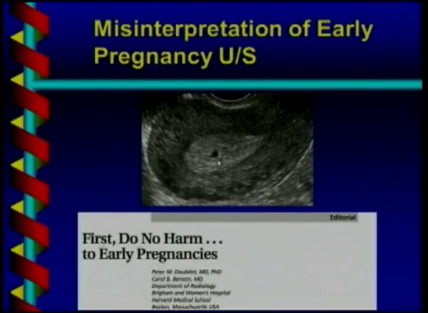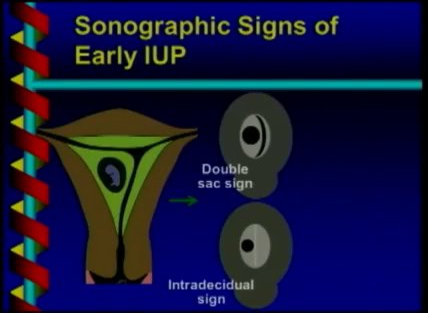Early pregnancies such as the one that you see right here, that are little fluid spaces in the uterus that have no yolk sac or embryo. They're too early for that. No double sac sign, no intradecidual sign. They're just a nonspecific fluid collection. That's what a lot of early pregnancies look like. You can't mistake those for pseudogestational sacs, or you'll cause damage and get into trouble.